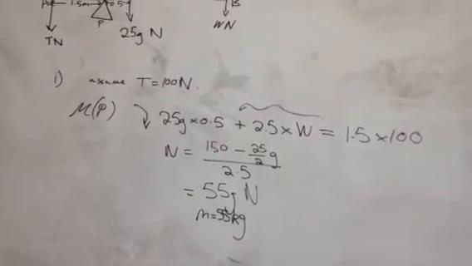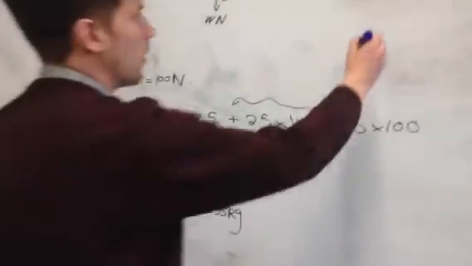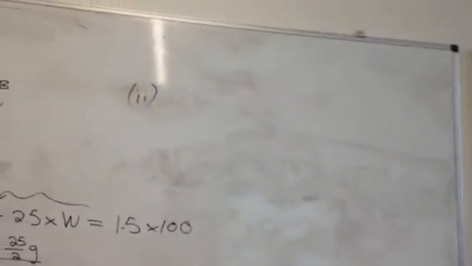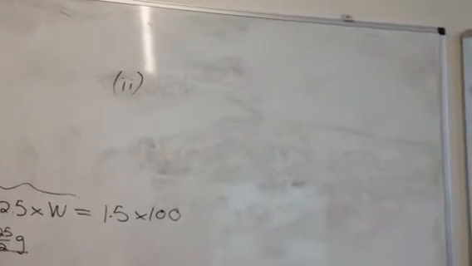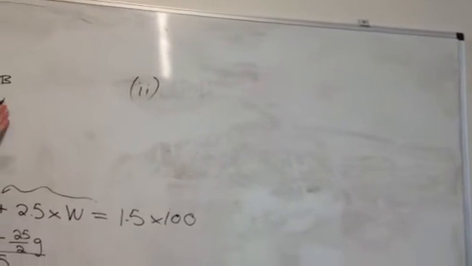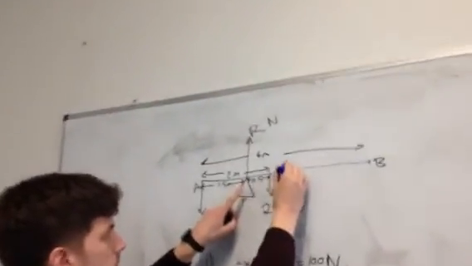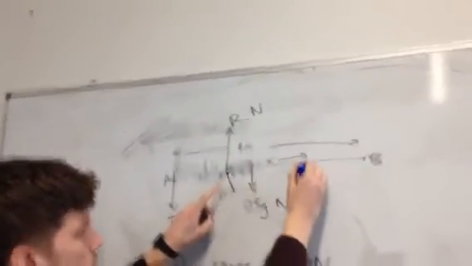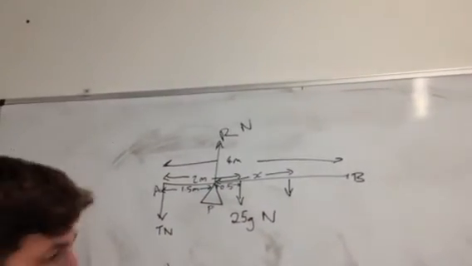Now, in part 2, we are asked to find how far from the side of the ship a man of mass 75 kilograms can walk before the plank starts to tip. So, they're no longer here. They are walking from the side of the ship an unknown distance. So let's call that X. But we know their weight now is 75g.